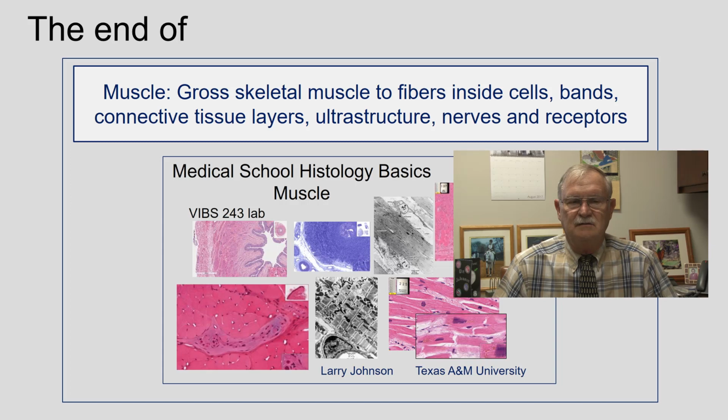So this is the end of muscle, that is the skeletal muscle cell, the fibers inside the cell, the connective tissue layers around them, the ultrastructure, nerves, and receptors.